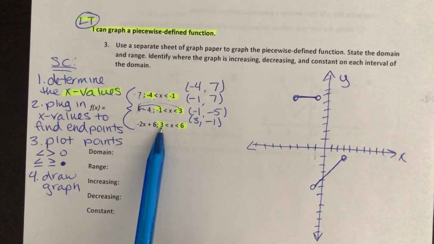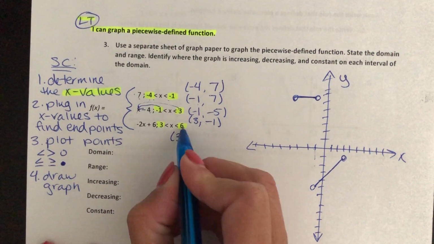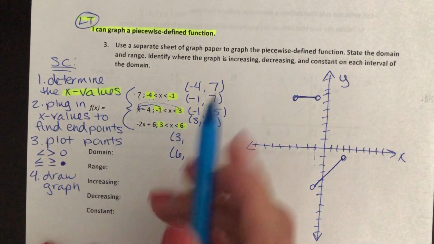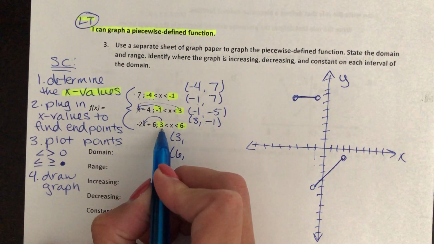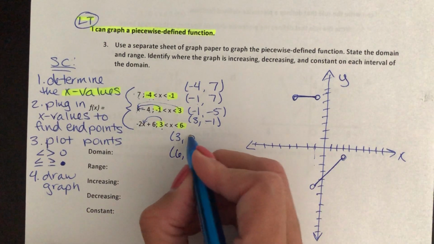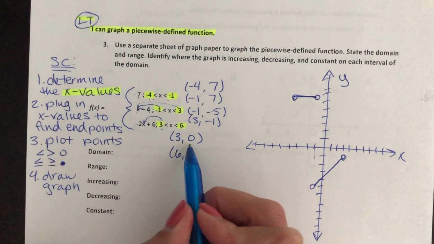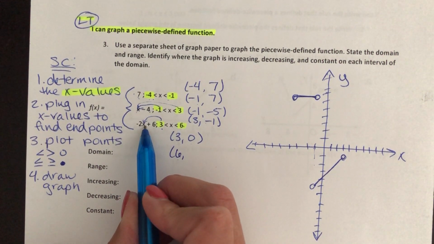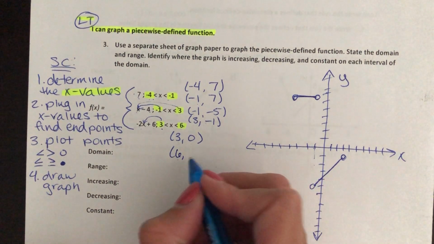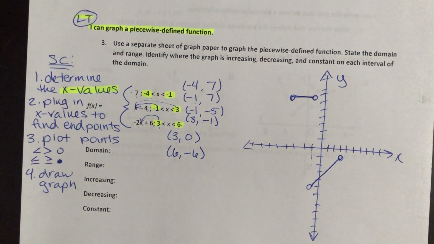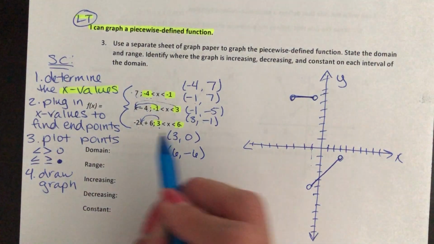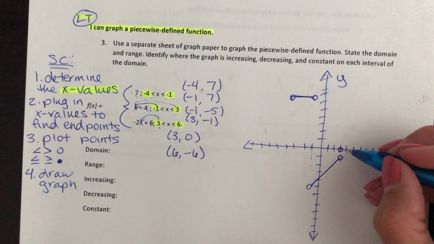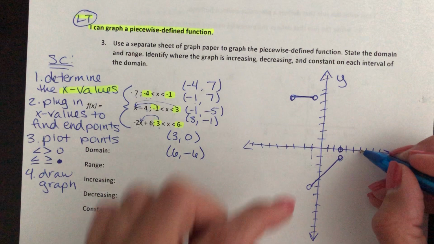Determine your x values. So I have 3 and 6. I'm going to start with 3 and plug it in. -2 times 3 is -6, plus 6 is 0. So I have the point 3, 0. Then my next value is 6. I'm going to plug that in. -2 times 6 is -12. -12 plus 6 is -6. And then I'll plot those, both open again. So 3, 0 and 6, -6.